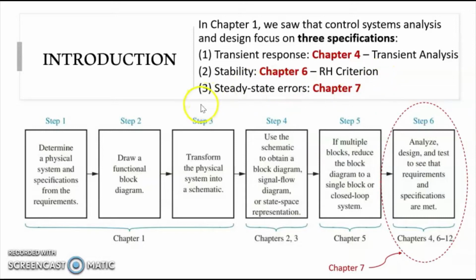So basically, in terms of analyze, design and test, it is covered in the 6th step. So this is where we're up to. We want to analyze the response. We want to design to meet the requirements and certain specifications.